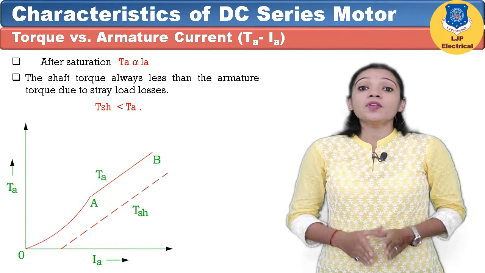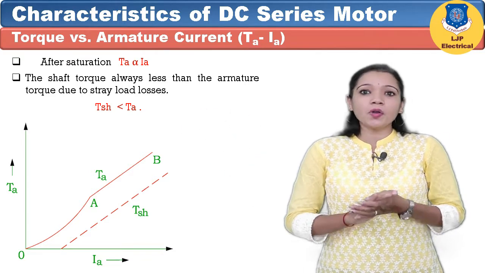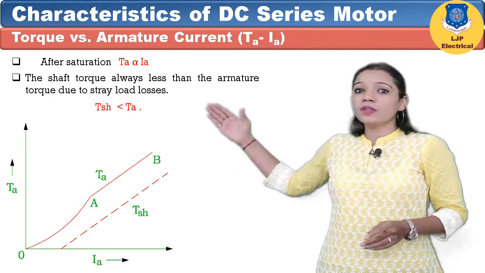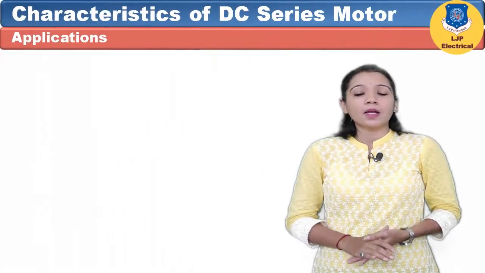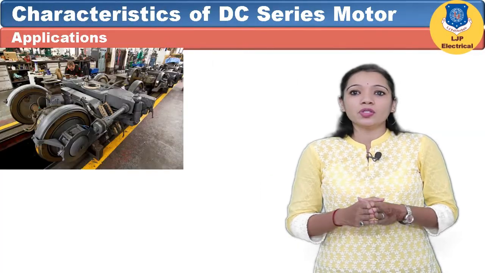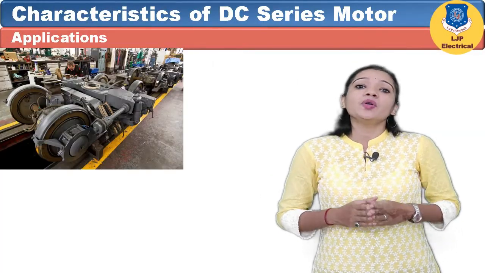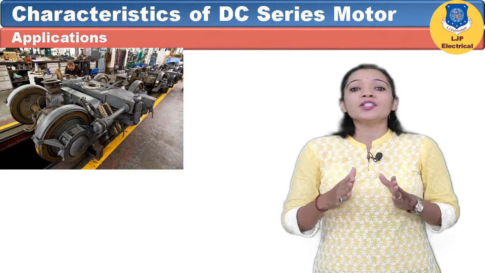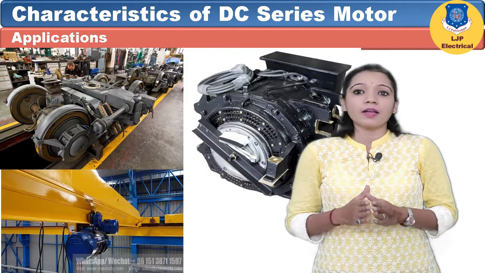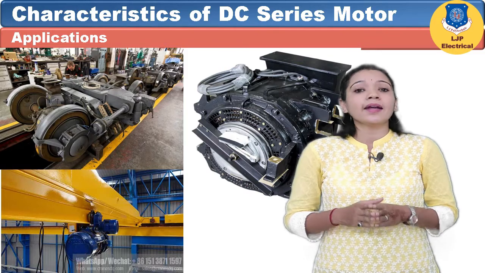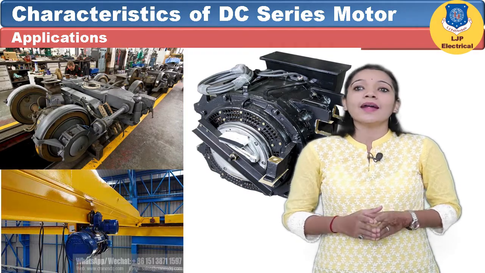The shaft torque is always less than the armature torque due to the stray load loss, which you can see from the figure. The series motors are used where large starting torque is required. So applications of DC series motor are in electrical trains, electrical vehicles, trolleys, etc.